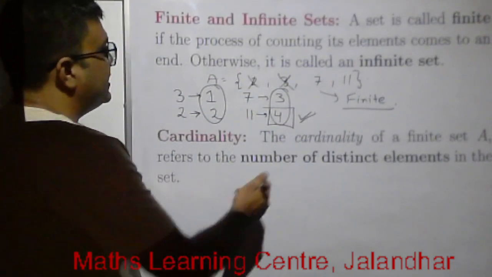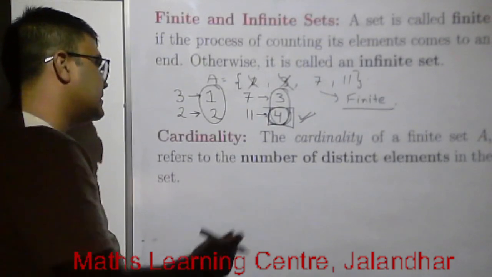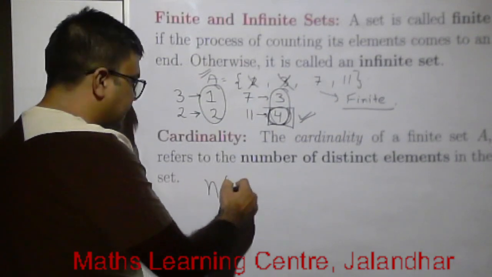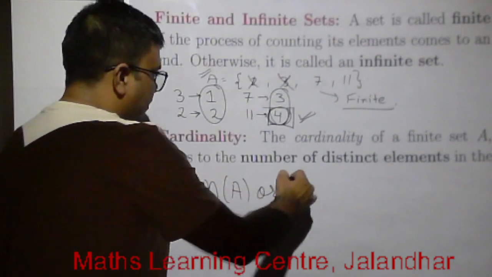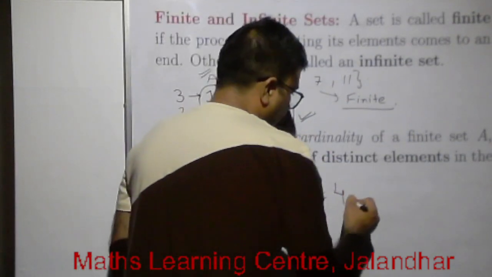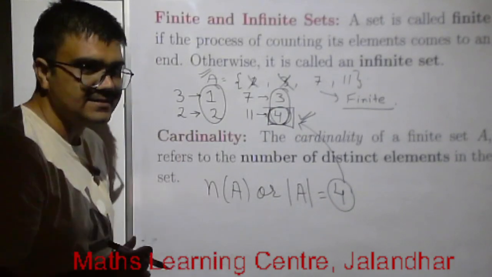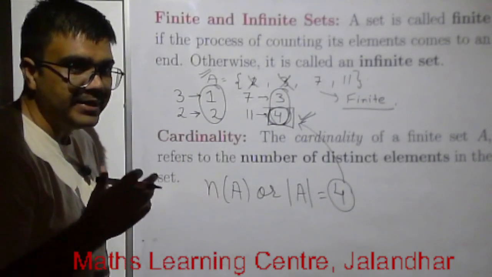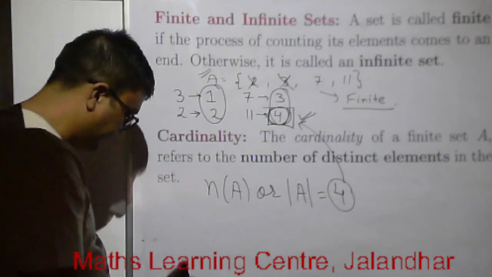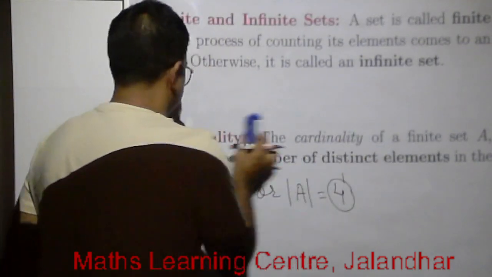And the number of elements that this finite set has is called the cardinality of the set. We can write n(A), that is the number of elements of A, or we can write the cardinality of A, and that is equal to 4. This is the process of counting; it comes to an end, and that is the cardinality. How many elements does that set have? Cardinality is basically the number of elements in that set. Things will be more clear to you with our next examples.